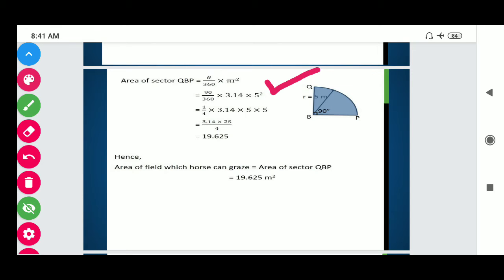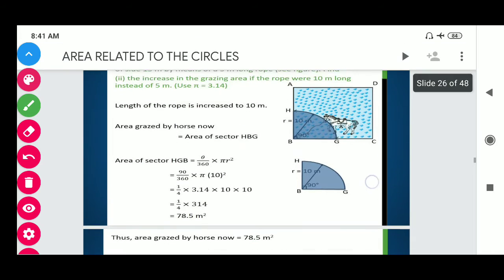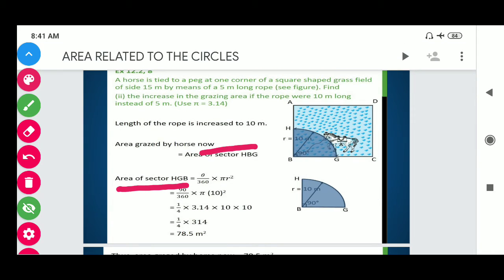Students, in previous lectures I have explained to you how we can construct this formula. So here we apply the formula using the given values. Pi is 3.14, radius is 5 and theta is 90 degrees. By calculating this, we find 19.625. That means the area of the field which the horse can graze is equal to the area of sector QBP, that is 19.625 square meter.